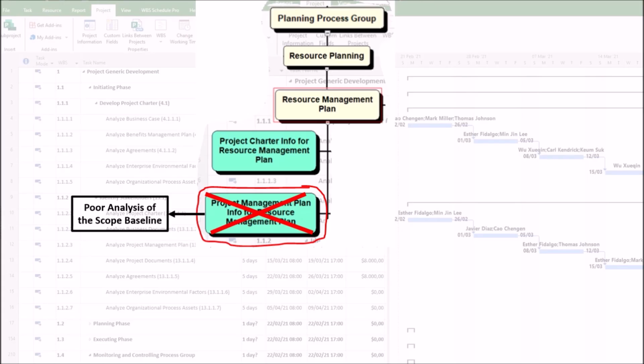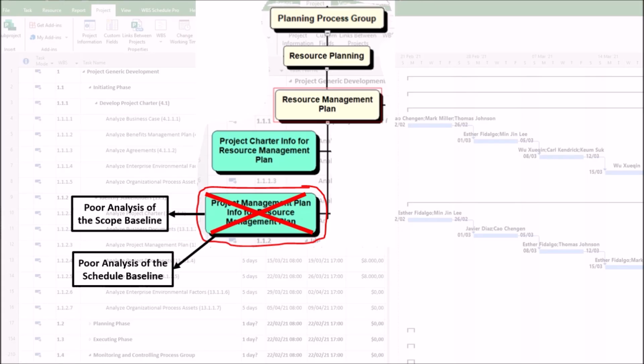Second, incorrect skill sets. Misunderstanding the complexity of a task means you might assign a junior developer to a task that requires a senior architect, or a generalist to a specialized role. Third, lack of physical resources. You might forget to acquire critical equipment, software licenses, or specialized materials needed for specific scope items.